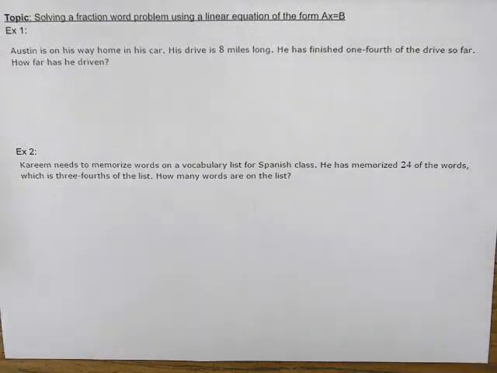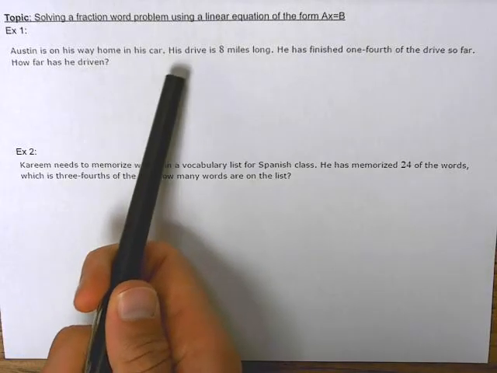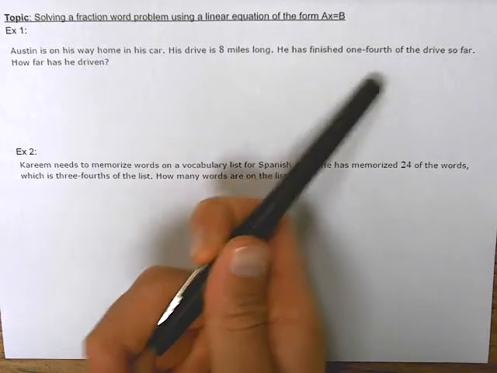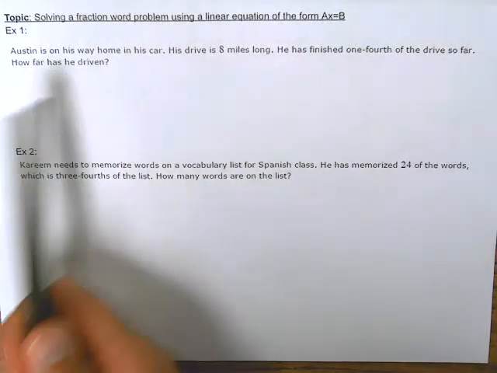Okay, in this video, we're going to look at solving a fraction word problem using a linear equation of the form ax equals b. I'll do two examples with you. It says Austin is on his way home in his car. His drive is 8 miles long. He has finished 1/4 of the drive so far. How far has he driven?